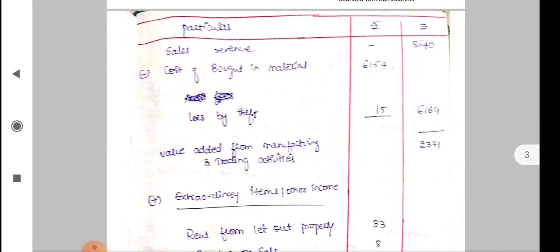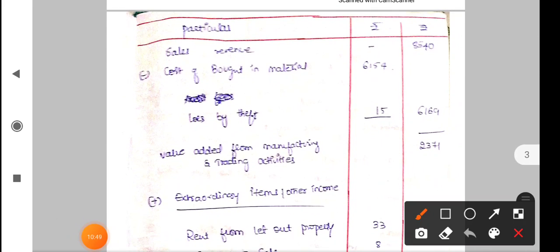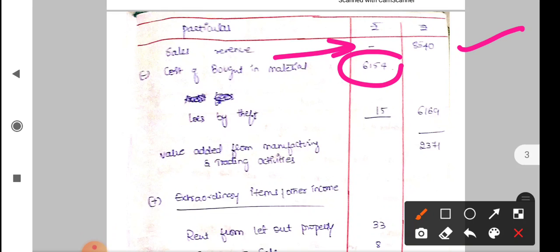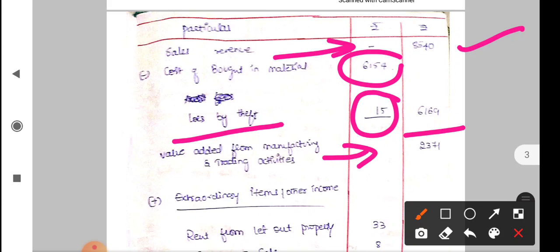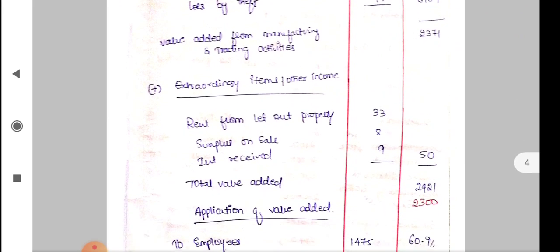So let's move to the solution. First we have to take the sales. So 8,540 is the sale. Next we have to deduct the cost, which we have calculated in the working note, 6,154. Next we have one more loss, that is loss by theft, which is 15. So after deducting we'll get 2,371. This is called value added from manufacturing and trading activities.